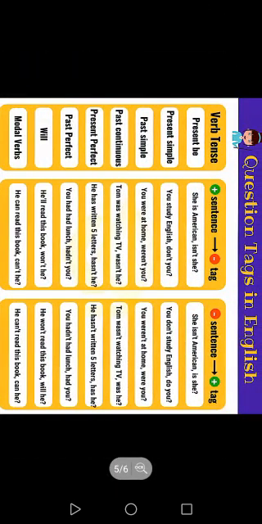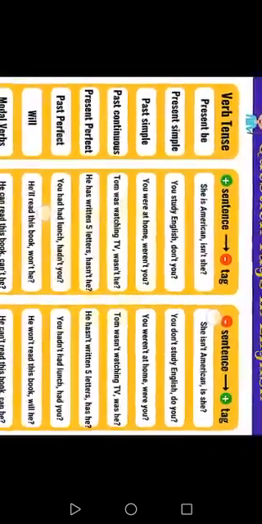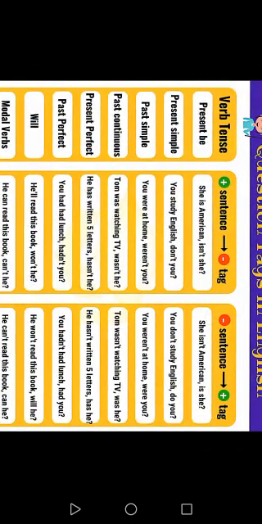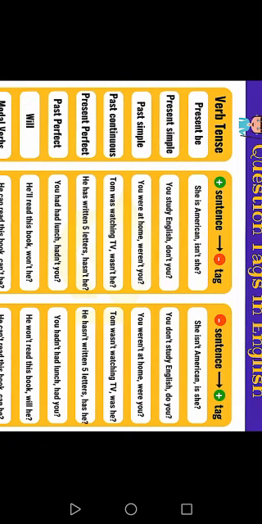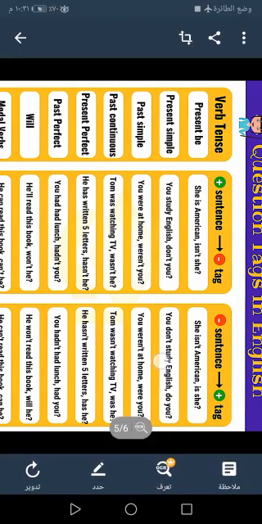Now we will have more examples about question tags. Here we have a table. It consists of three columns. On the left, verb tense. They are tenses. In the middle and on the right, we have examples.